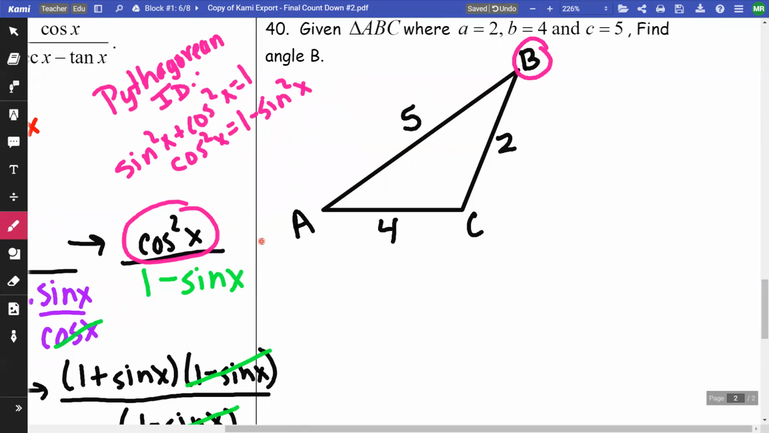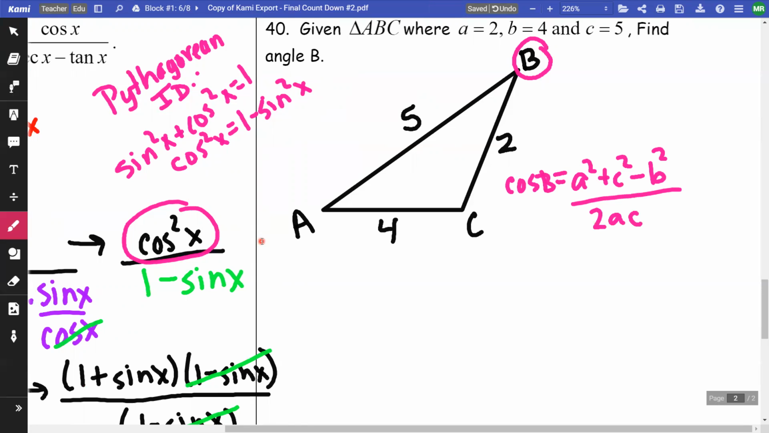So since I want to find angle B, I'm going to be using this formula. Let me just jot it down here. Cosine B is equal to A squared plus C squared, the two sides that are not across from the angle I'm looking for, minus the side across from the angle I'm looking for, over 2 times A times C. And I'm just going to plug things in.